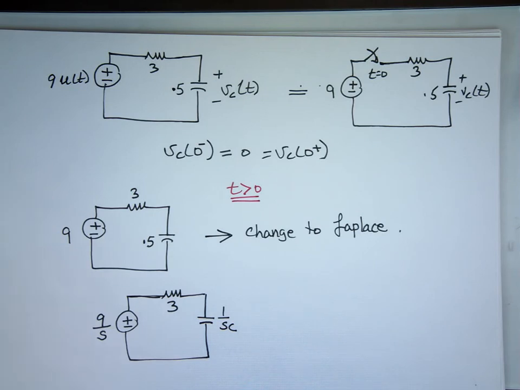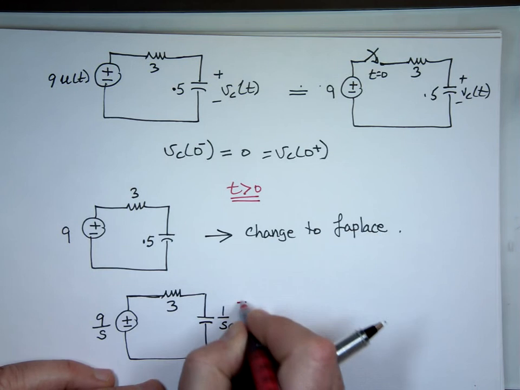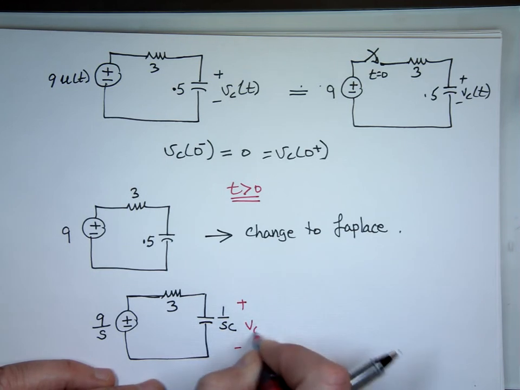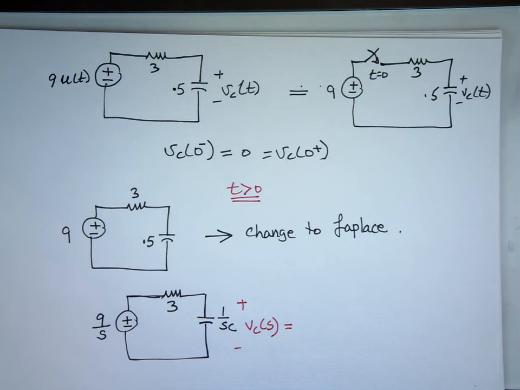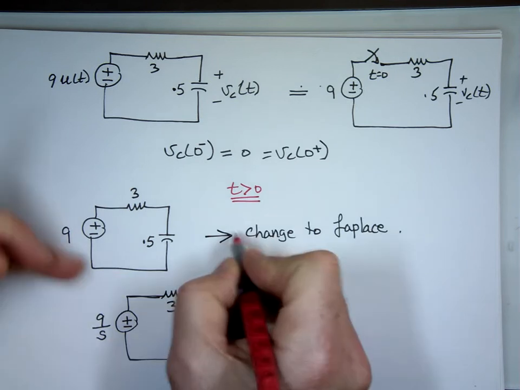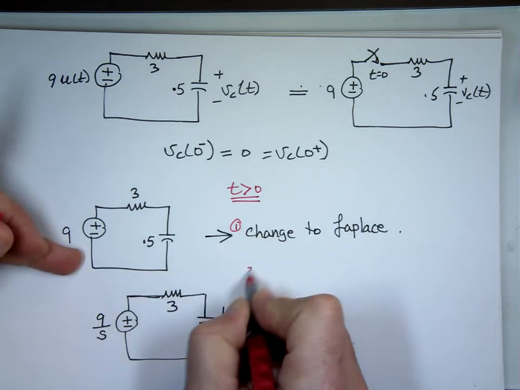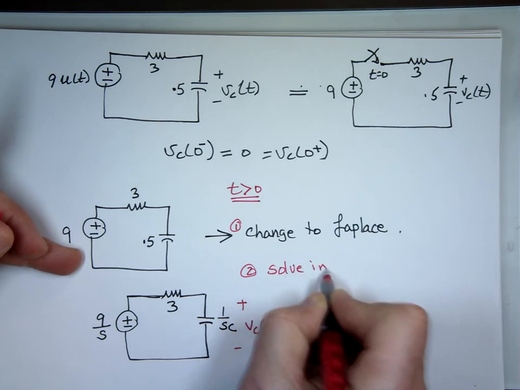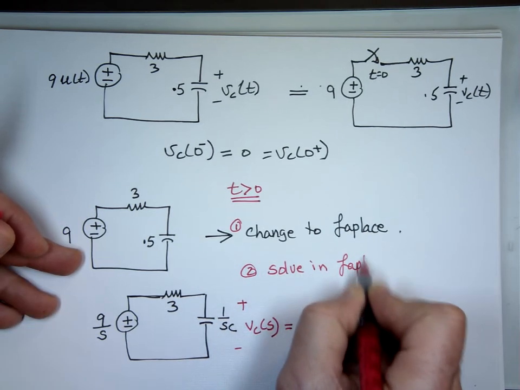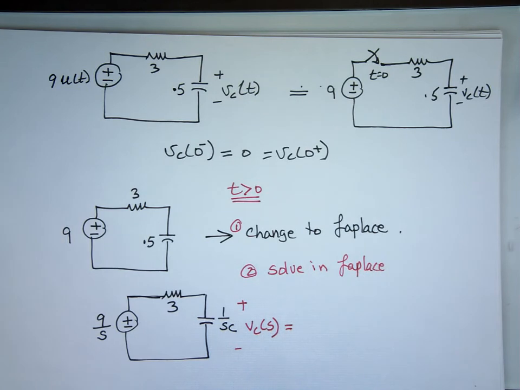And let me find, this is VC now, the voltage across the capacitor as a function of S, not time. So my next step in the three-step process: change to Laplace. That's the first step, right? What was the second step? Solve in Laplace. So let's find the voltage across the capacitor in Laplace.